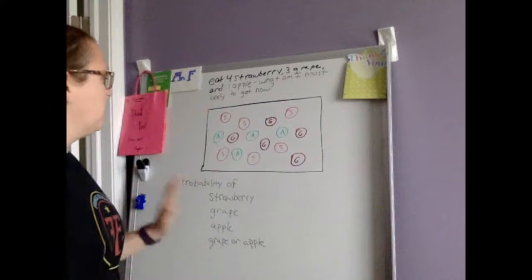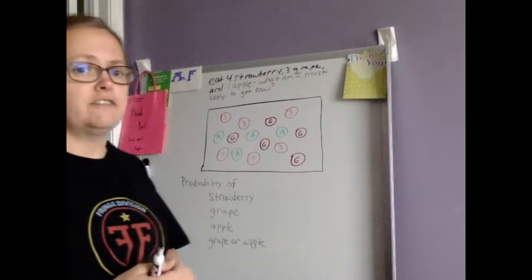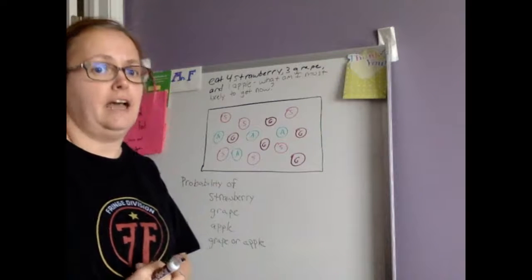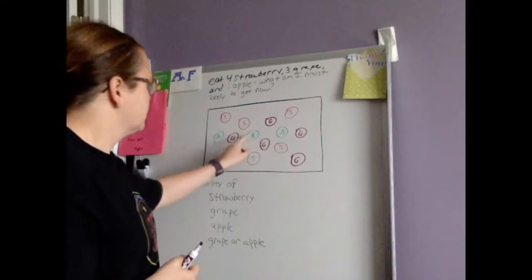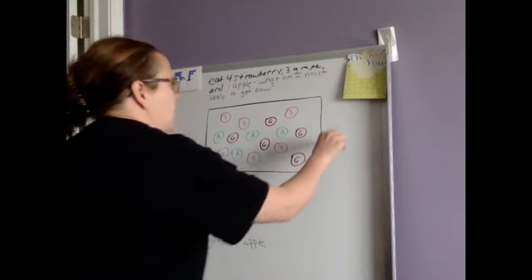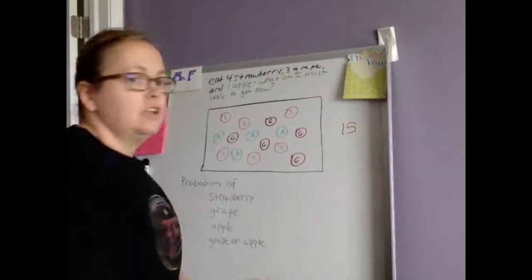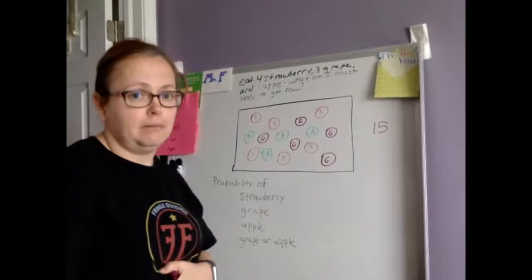So if I want to know the probability of different things, I first need to count to figure out how many pieces I have all together. So if I count 1, 2, 3, 4, 5, 6, 7, 8, 9, 10, 11, 12, 13, 14, 15, I know that I have 15 pieces all together. That's how many pieces of candy are in my candy box, right?